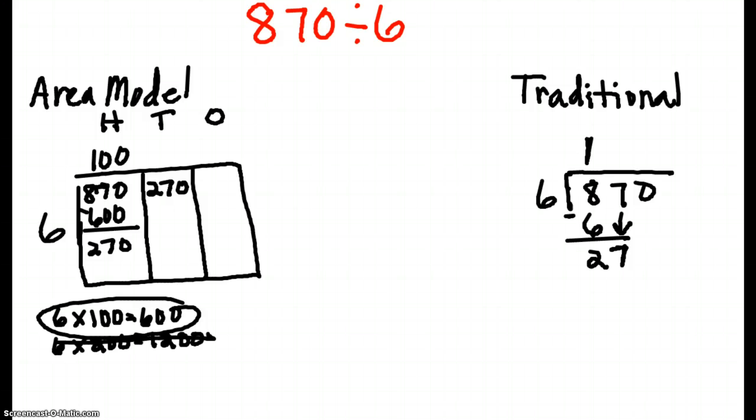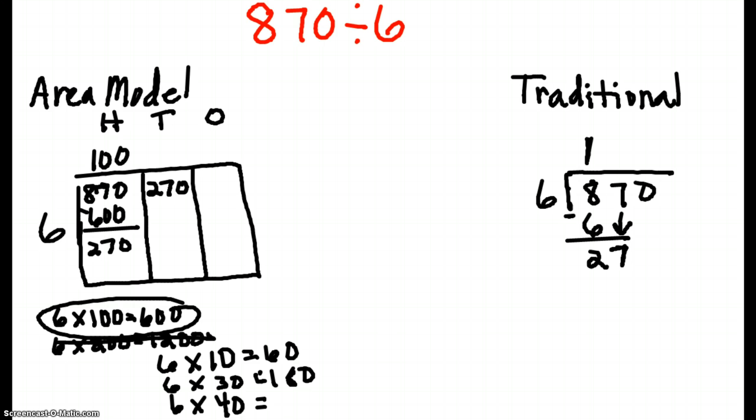So now I'm going to come back over here to the area model, and I'm going to go through the tens. So I must think how many sixes can fit into 270. And I already know I can't go by 100s again because that would be 600. So I'm going to just go by tens. That's all I'm allowed to do. I'm going to do 6 times 10, and that's 60. I can tell I'm way far away, so I'm going to take a bigger leap. And let's do 6 times 30, and that's 180. Getting closer. 6 times 40 is 240. If I did 6 times 50, that would be 300, which is too big.